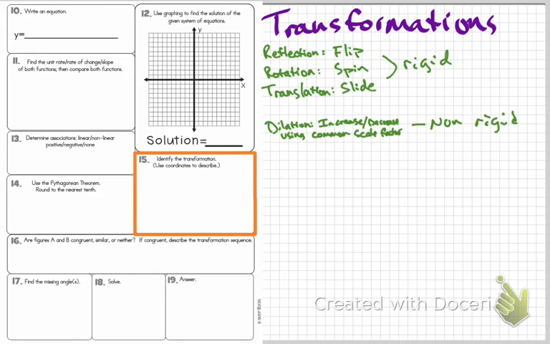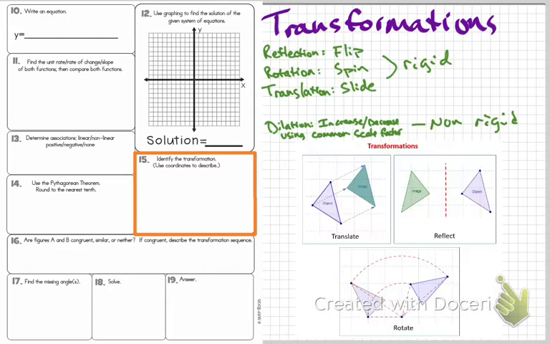So we're going to keep those 3 different descriptions up here to help us. And let's go ahead and take a look at some examples of our different types of transformations. The first 3 transformations that we have here are rigid transformations. You can look at all of those triangles, and you're going to notice that the first triangle looks exactly like the second triangle, but the location itself has changed on the coordinate plane.